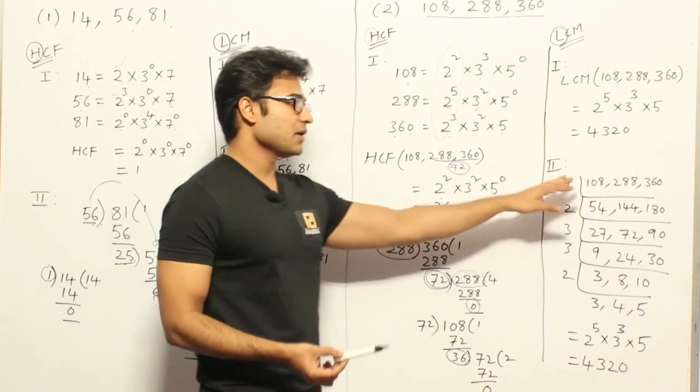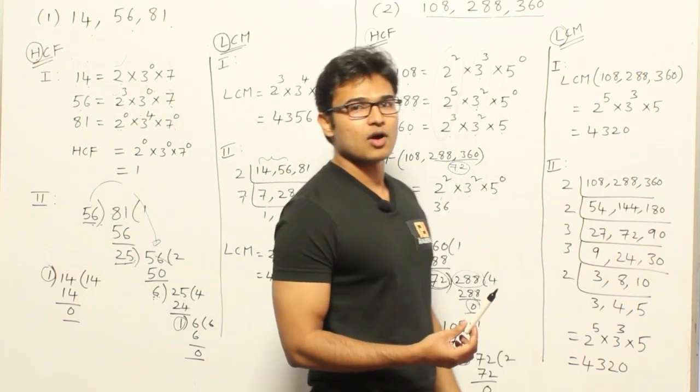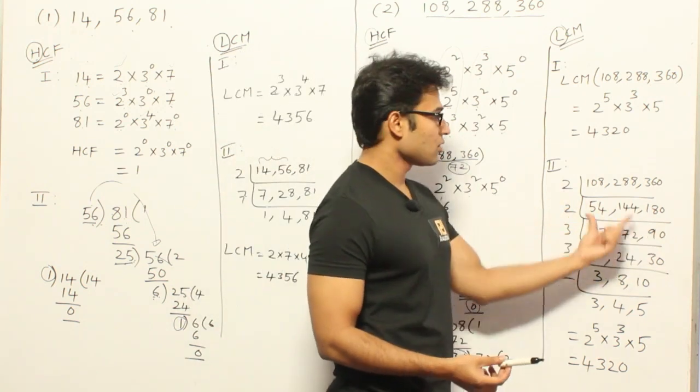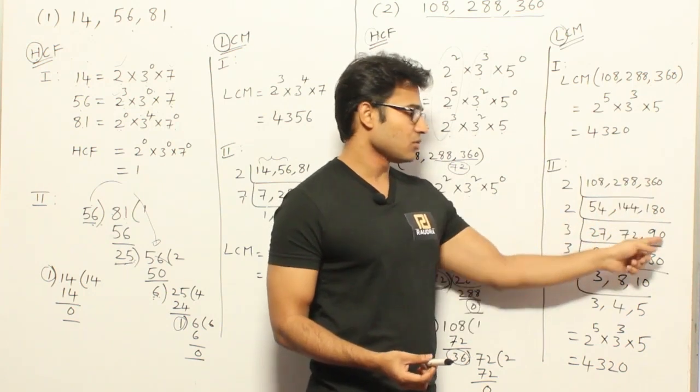Now the same method can be applied here, right? If you see them, all of them are even numbers, so definitely 2 must be a common divisor. So I'll take 2 and I'll write all the quotients here. These are all quotients because it is divisible. Again, all are even numbers, I'll take 2, I'll write the quotients, right?